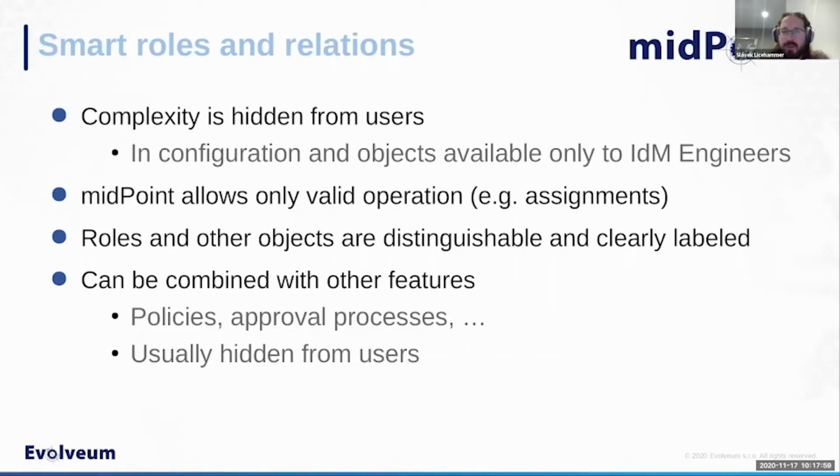And all the roles and objects that are user-facing should be distinguishable, nicely labeled so users can understand. And this was just a tip of an iceberg, not a really deep dive into these roles, relations, and everything. But of course, it can be combined with other features that are available in identity management, like policies, approval processes, and so on. But again, this usually is hidden from the users. They don't have to configure some approval process. They just see a request and click approve or not.